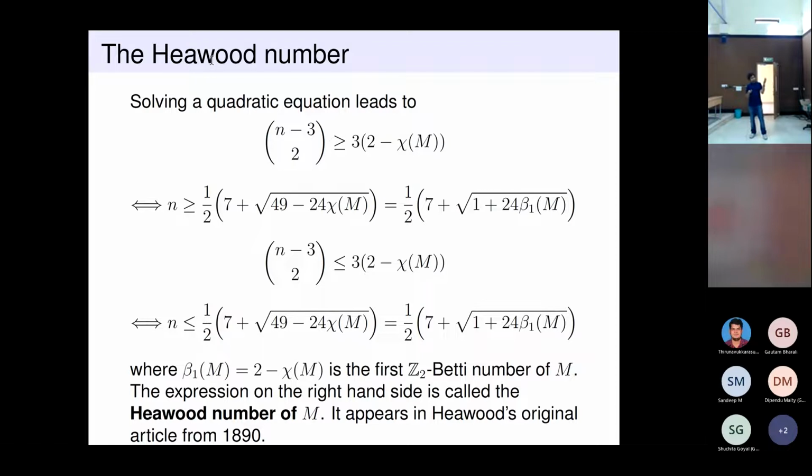So if we solve this equation, we essentially get this in terms of the Euler characteristic, but if it's simply connected, we can also write it in terms of the first homology. So this is essentially any minimum triangulation. Essentially, this is the lower bound it has to meet.